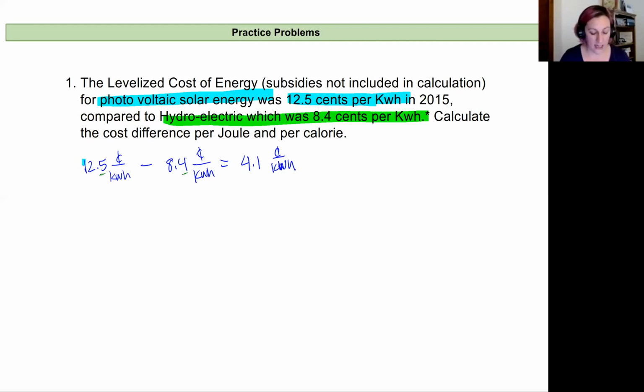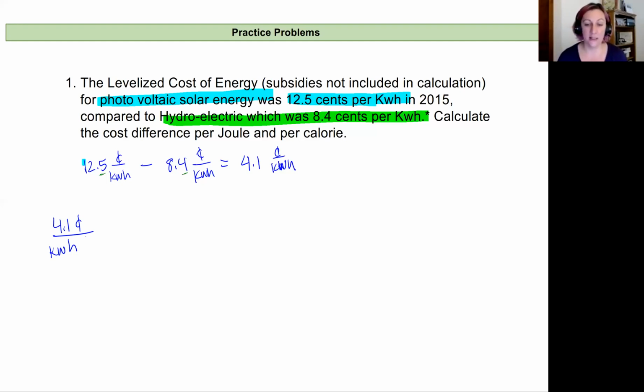All right, so now I have something that is an actual starting point to a conversion problem into joules or calories. So this 4.1 cents per kilowatt hour is my starting point. And this is different than a lot of the conversion problems we've already done. It's starting with a number that has units that incorporate 2 units within it. So we don't have just a single unit for our starting point. And now we need to convert this into joules, and then we need to do this into calories.